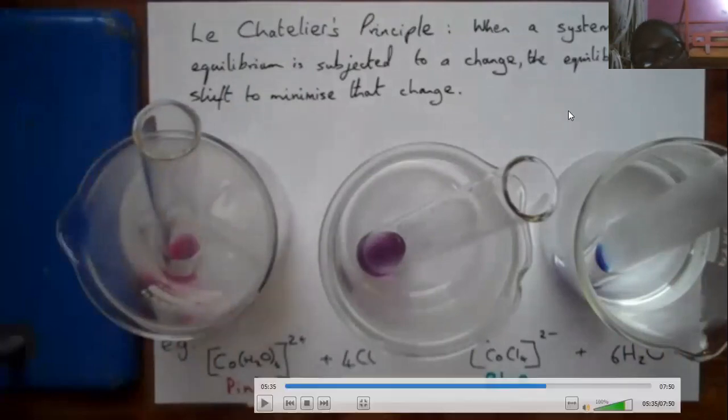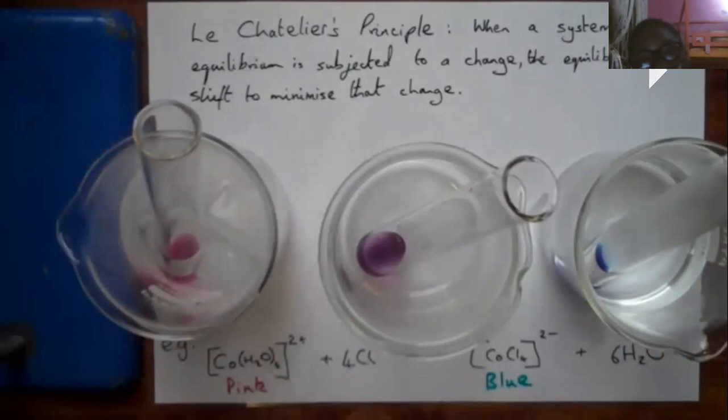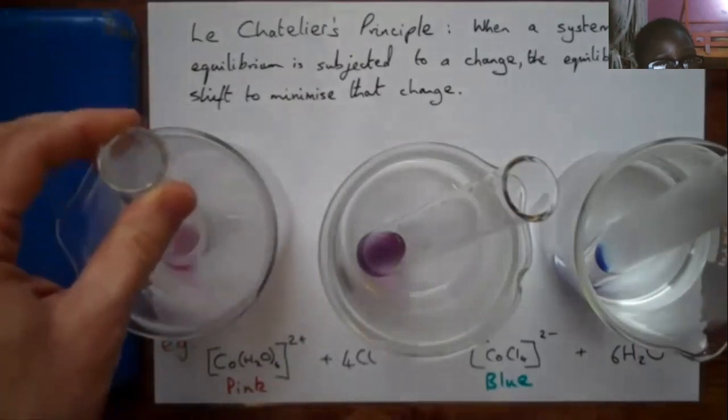Now this is it. This one has become more pink. Okay. This one has become more blue. This is awesome. Le Chatelier's principle is a bit like Sod's law. If you try to do one thing, the chemicals will try and do the opposite. If I try and heat it up, the chemicals will go endothermic, they'll try and cool down. If I cool it down, they'll try and go exothermic, they'll try and get hotter.